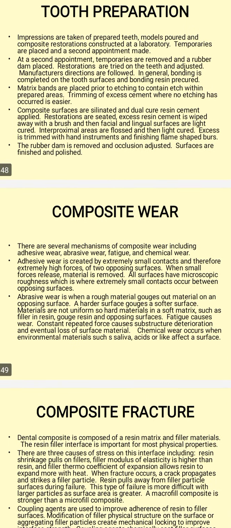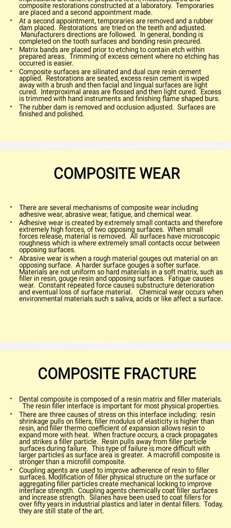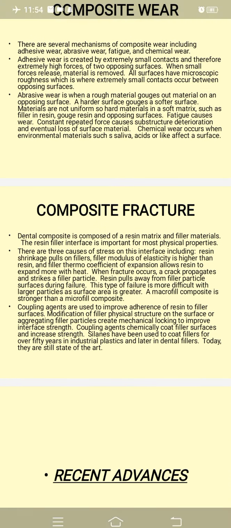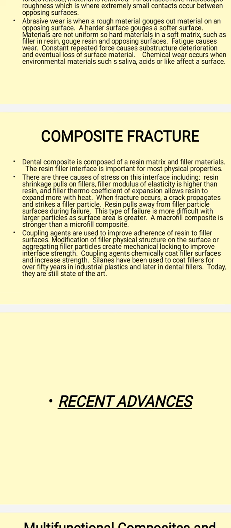Then there is composite wear. Abrasive wear is when rough material goes out the material on an opposing surface, a harder surface gouges a softer surface. Materials are not uniform, so hard material in a soft matrix, such as filler in resin, can be involved. Chemical wear occurs when environmental materials such as saliva, acid, or the like affect a surface. Composite fractures are also discussed.